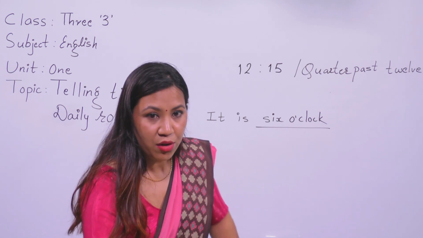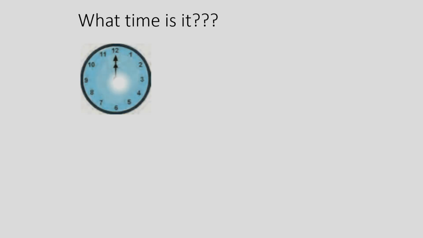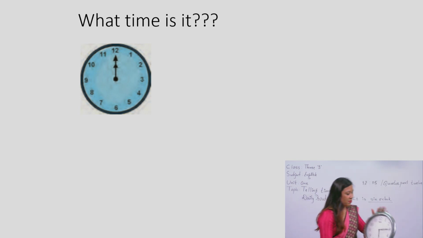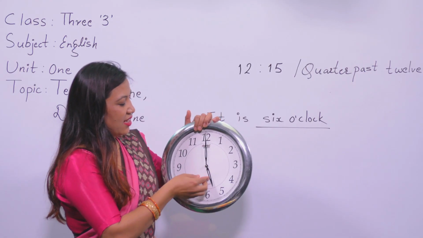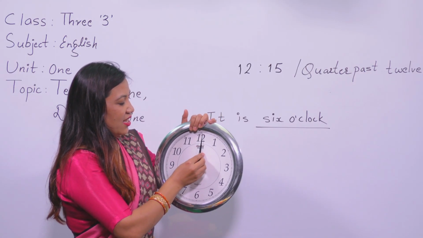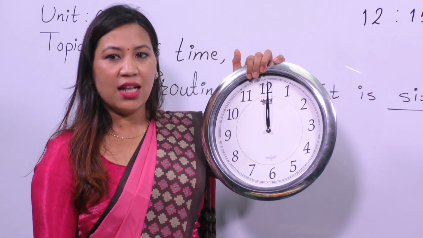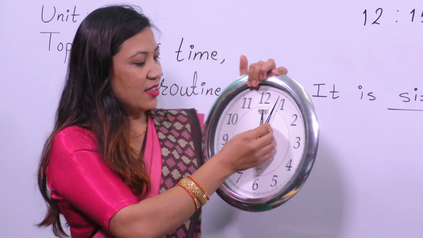Okay, we have more clocks. Here, both hands are at the same place, right? The long hand and the short hand, the minute hand and the hour hand, both hands are at the same place. At that time, it will look like this, and it is 12 o'clock. It is called 12 o'clock.